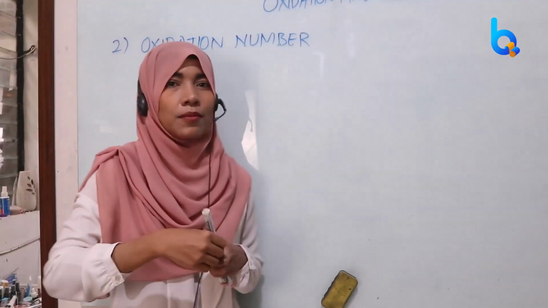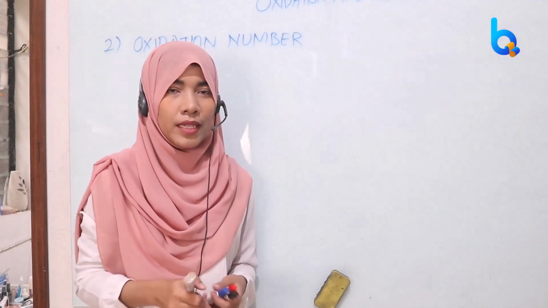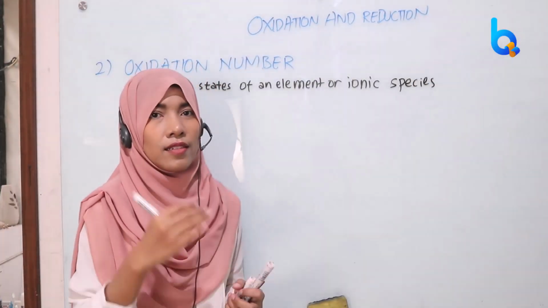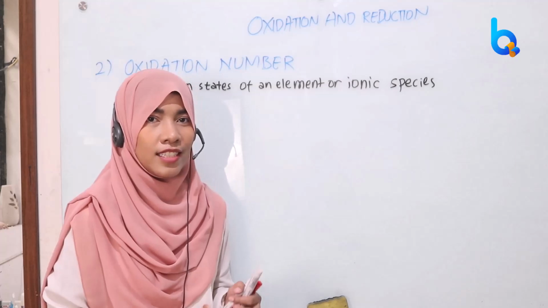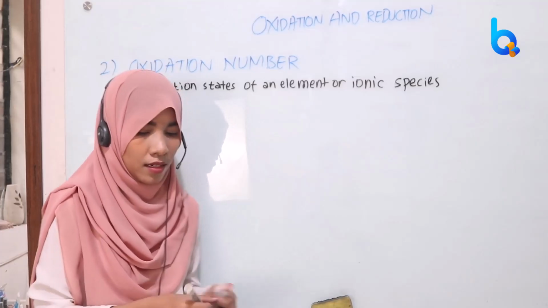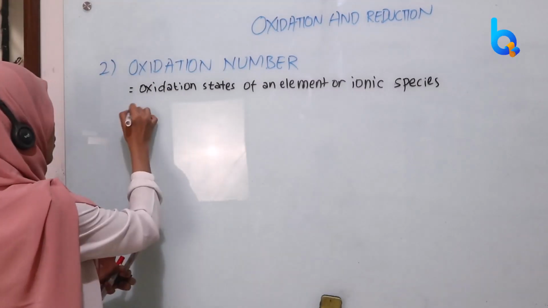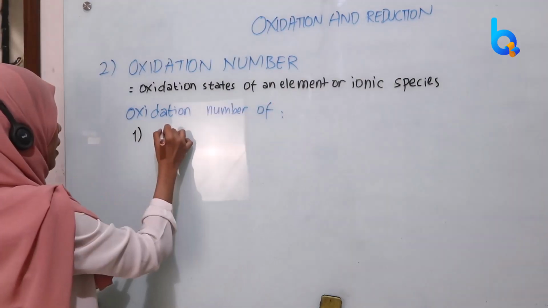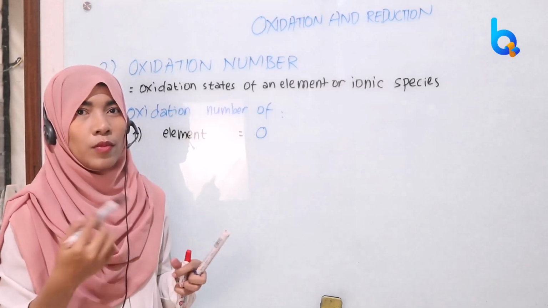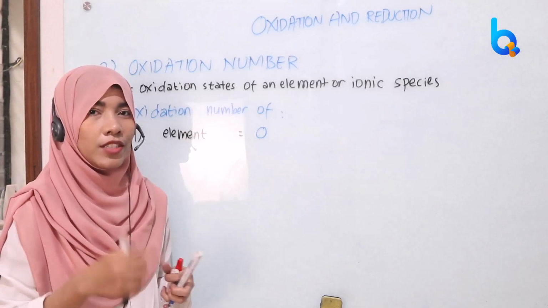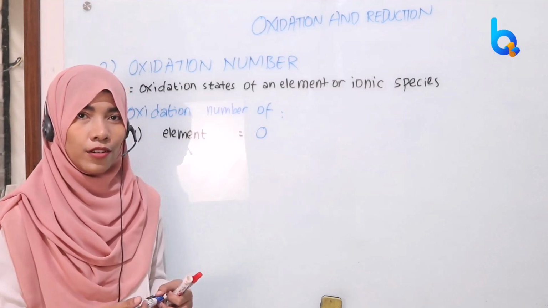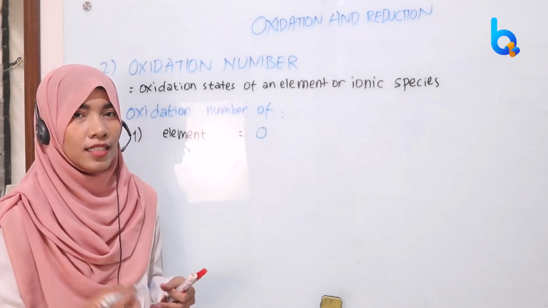The oxidation number of an element or ionic compound is the same as the oxidation state. There are certain rules to define the oxidation number of an element. The first one: if it is an element, the oxidation number will be equal to 0. For example, diatomic molecules like hydrogen, H2, each hydrogen atom has oxidation number 0. Also noble gases like neon, a monatomic gas, the oxidation number is also 0.